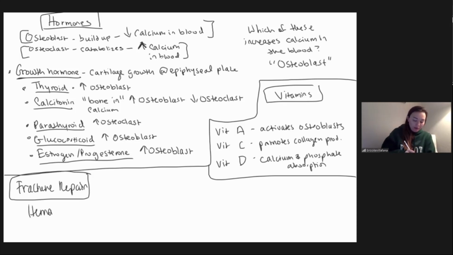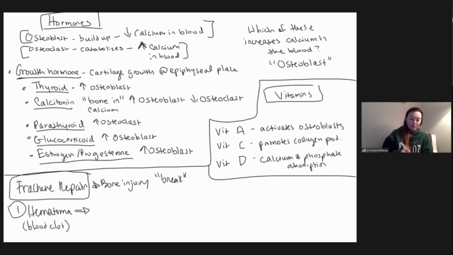When you repair a fracture in the bone, we start with a hematoma. So let's say you have a bone injury. This is like, you break your bone. It's going to start with a hematoma, which is kind of like a blood clot. This is the process you need to know for the test.